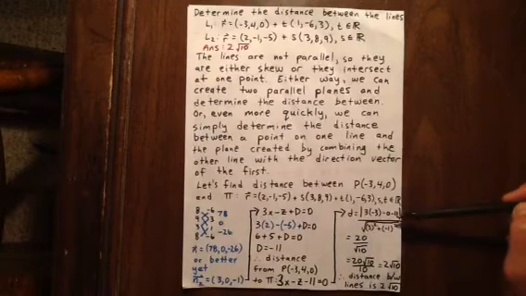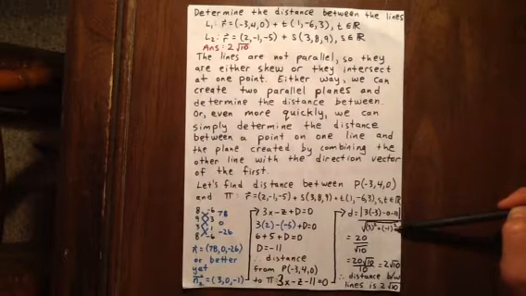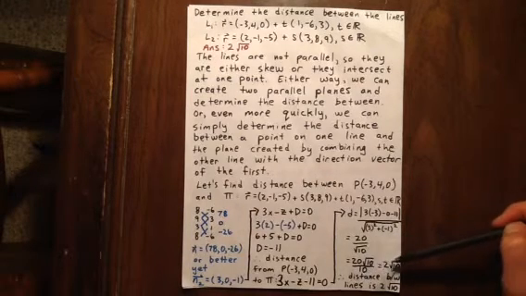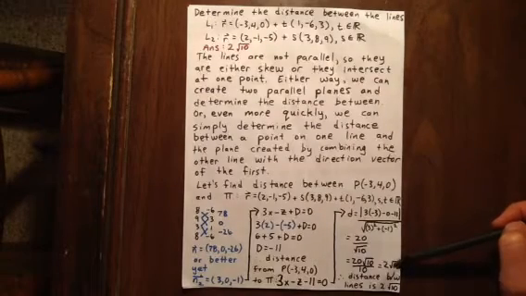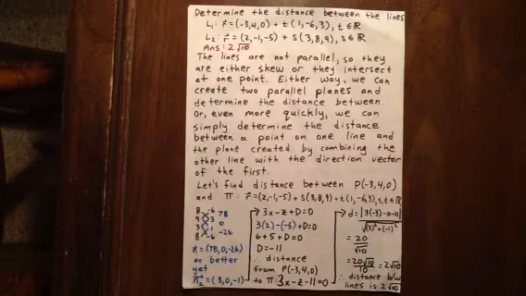Well, that distance is 3 times -3 minus 0 minus 11, absolute value, over the magnitude of the vector 3, 0, -1. And that's 20 over root 10, or in other words, 2 root 10. So the distance between these two lines is 2 root 10.